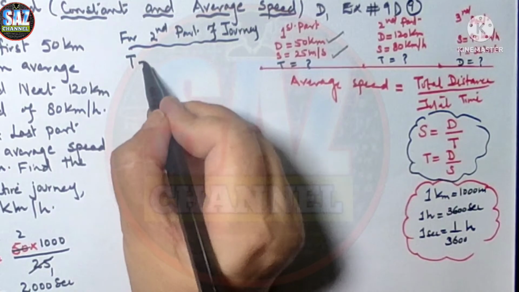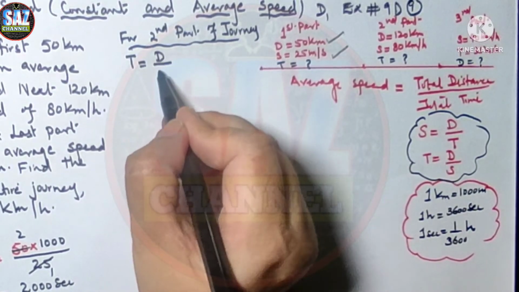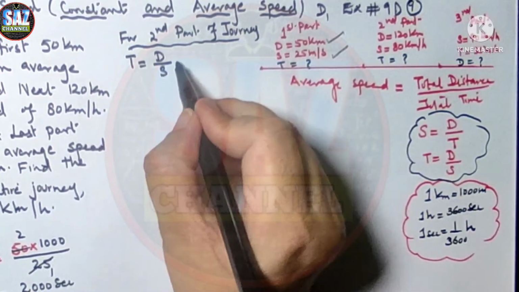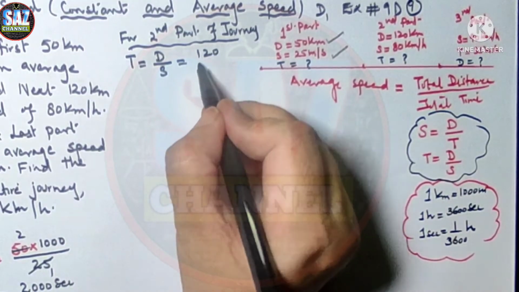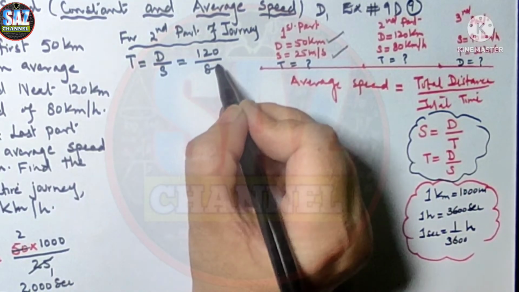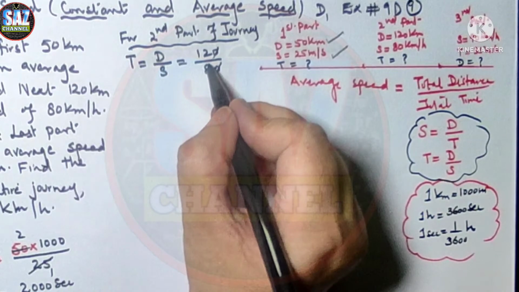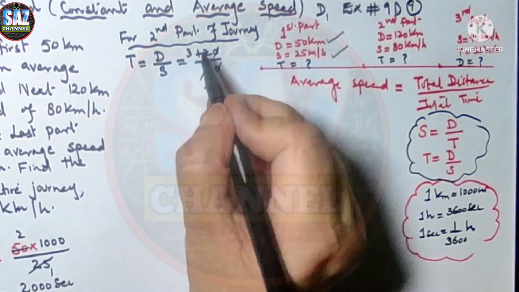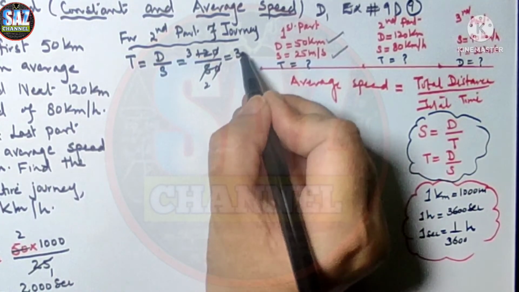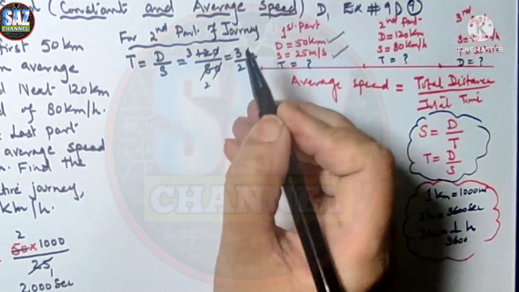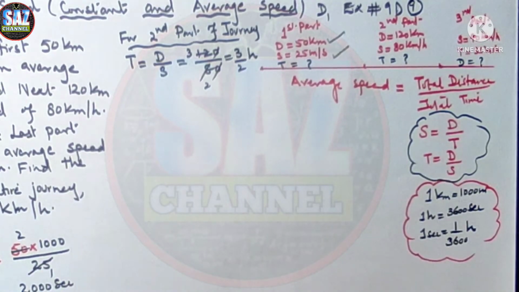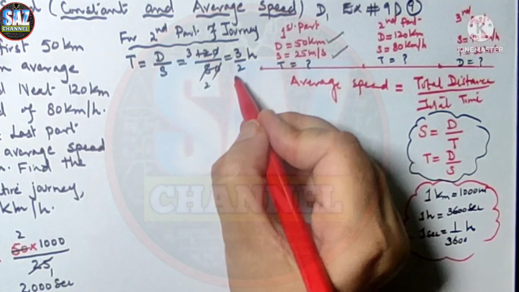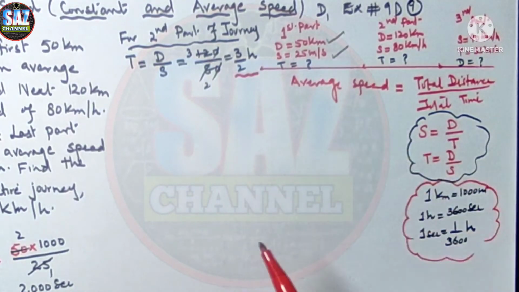Time equals distance traveled upon speed, and that is 120 by 80. 0 goes with 0. 4 2s are 8 and 4 3s are 12, so it is 3 by 2 hours. Let it be as it is, because the previous value is in fraction. So let me leave this expression as it is.